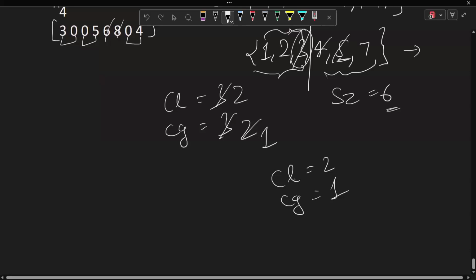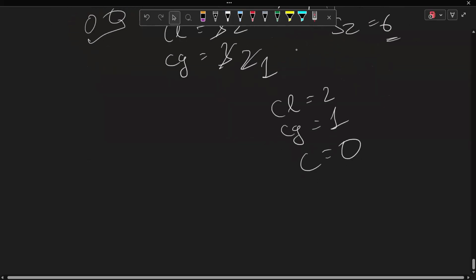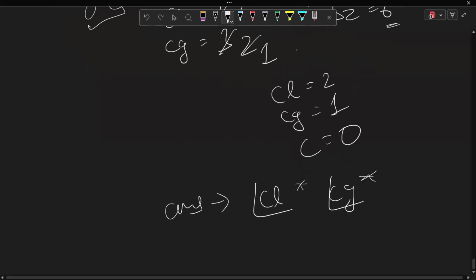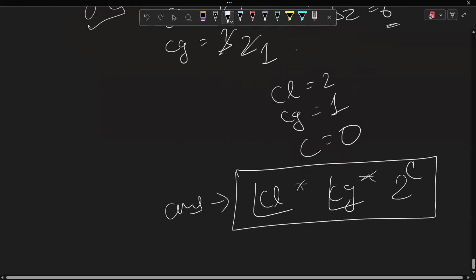Now your final answer would be... and your C is 0 here. There are no pairs where both are 0. If there would be something both 0, you would do C++. Here your C is 0. The formula for your final answer would remain the same: factorial of CL into factorial of CG into 2 to the power C. This would remain your final formula still.